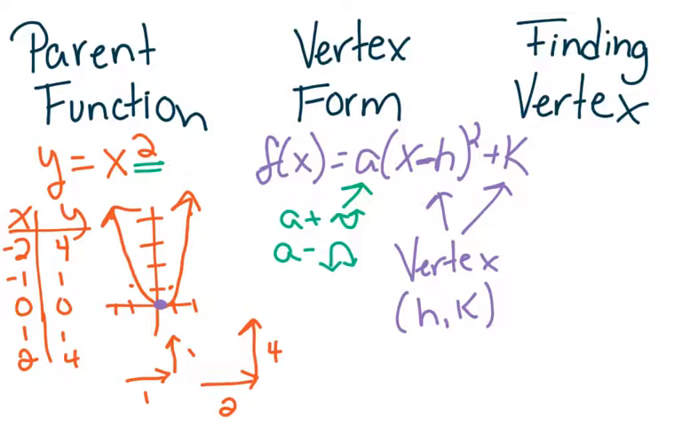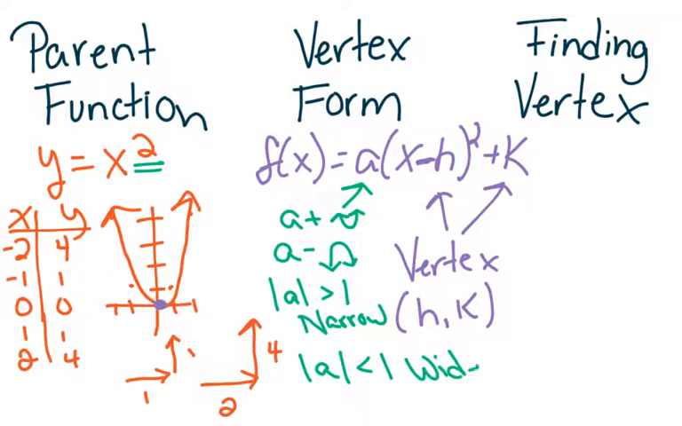All right, if we start talking about our a value changing, like what does it do if it's a different number? If the absolute value of a is greater than 1, it becomes very narrow. So like if you have a 3 in there, or if you have a 4 or a 10 even. But if the absolute value of my a is less than 1, think fractions like a half, a fourth, a third, things like that, then the parabola becomes really wide. So those are some big ideas we're really going to be hitting this chapter, okay?